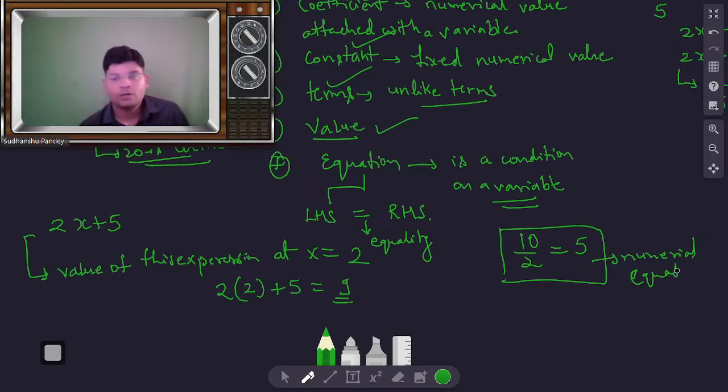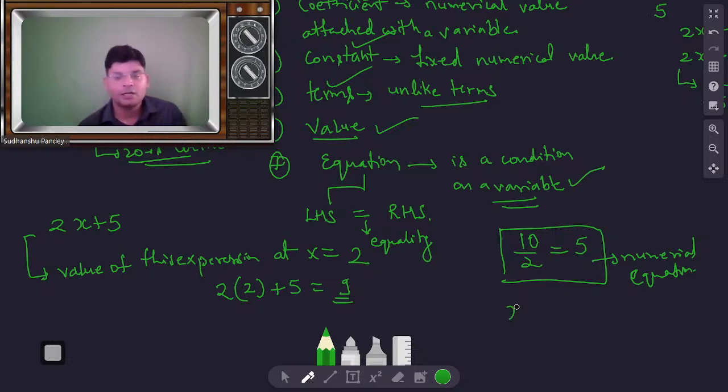Okay. So numerical equations means only numbers are involved. If I divide 10 by 2, I am going to get 5 only. So this is not actually an equation. Equation means it is a condition on a variable.